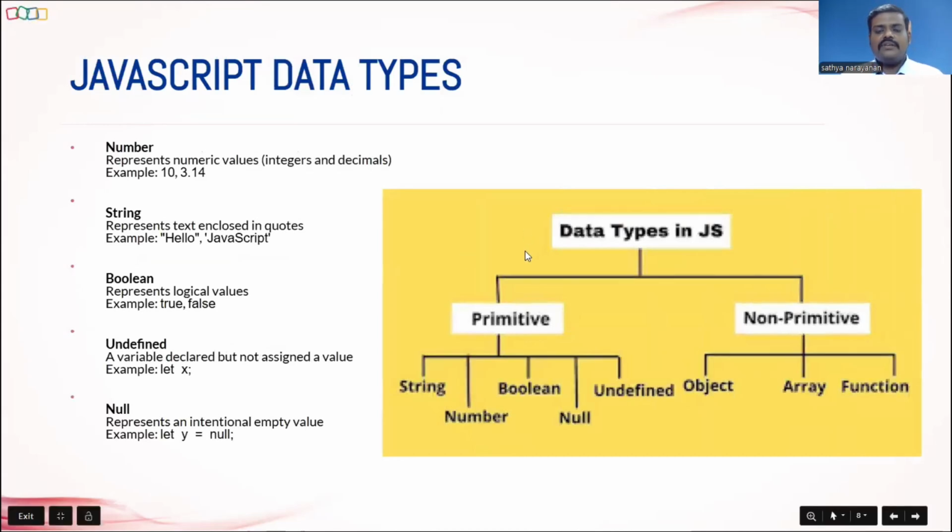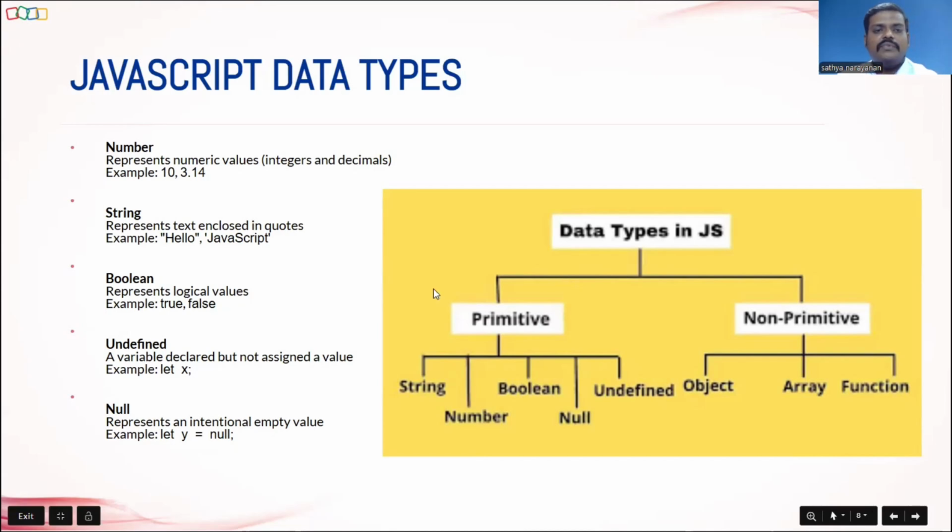JavaScript data types. In this slide, I have shown a diagram. You can see there are two types of data types in JavaScript: primitive data types and non-primitive data types. Primitive data types are string, number, boolean, null and undefined. Non-primitive data types are objects, arrays and functions. First we will go with the primitive data types; in upcoming slides, we will discuss objects, arrays and functions.